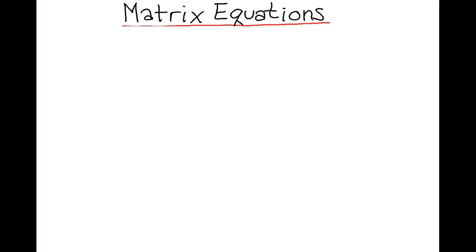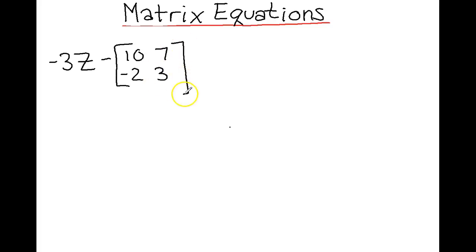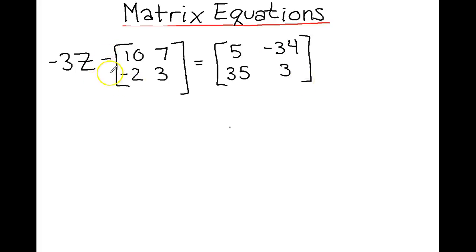So in this one, I'm going to do -3Z, again I choose a capital variable, minus 10, 7, -2, 3, and that's going to equal 5, 35, -34, and 3. So the very first thing I'm going to do is, since I'm subtracting this matrix right here, I'm going to add it to both sides.